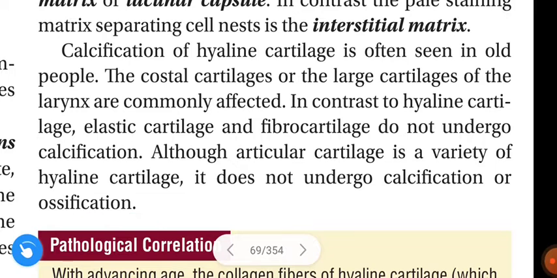You have to remember here, guys, which type of hyaline cartilage does not undergo calcification or ossification, and the answer is articular cartilage. Although articular cartilage is a variety of hyaline cartilage, it does not undergo calcification or ossification.